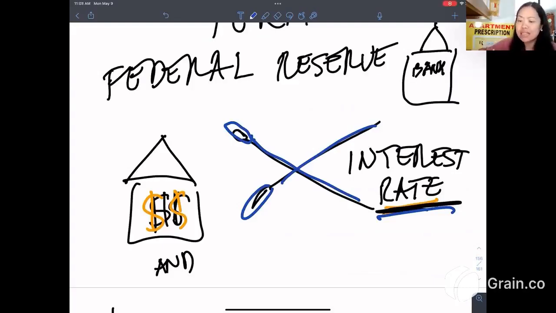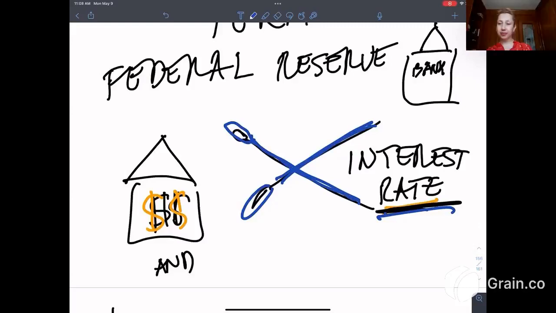But if they slowly increase the rate, and something happens, God forbid, another crisis, then what the Federal Reserve can do is not only print the money, but also cut back on the interest rate. So when the interest rate is low, businesses and entrepreneurs borrow more money. Why? Because they want to help stimulate the economy. They can provide jobs. When the interest rate is low, there are more risk takers, and they can grow their businesses.